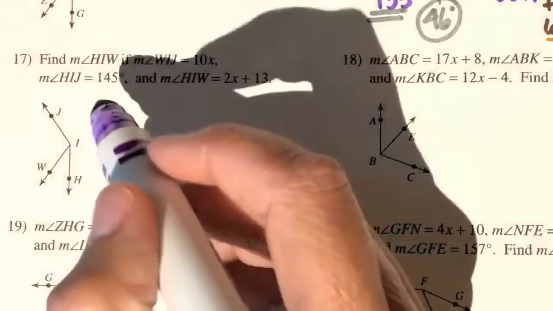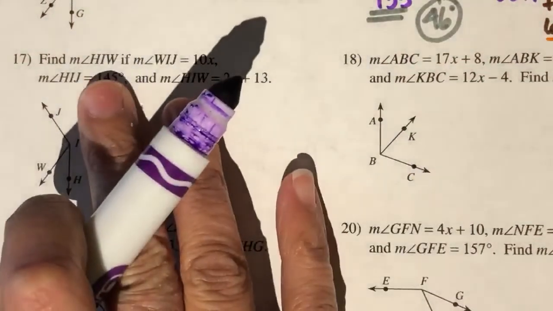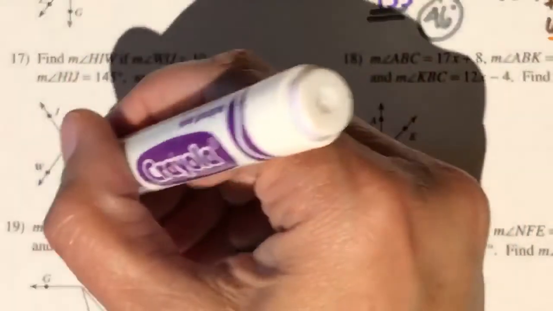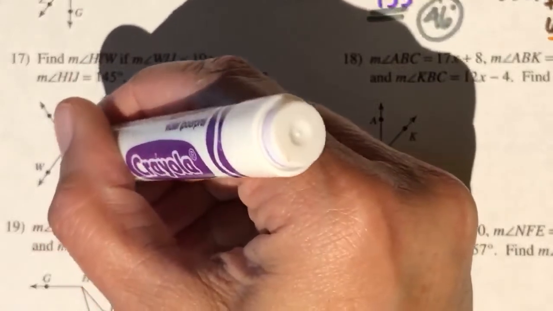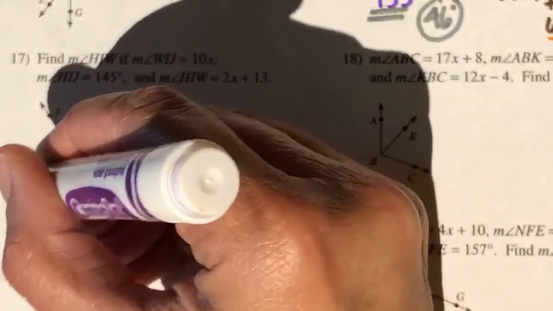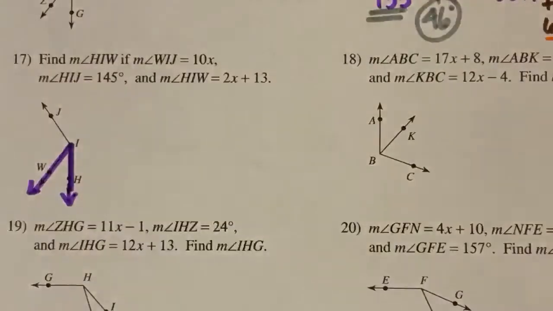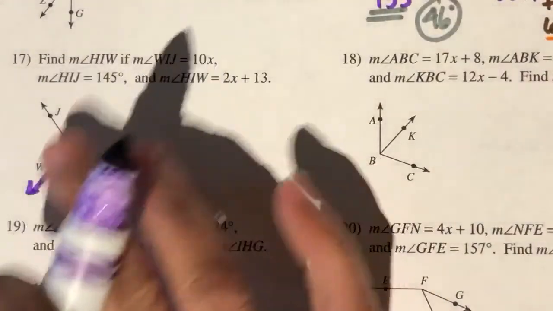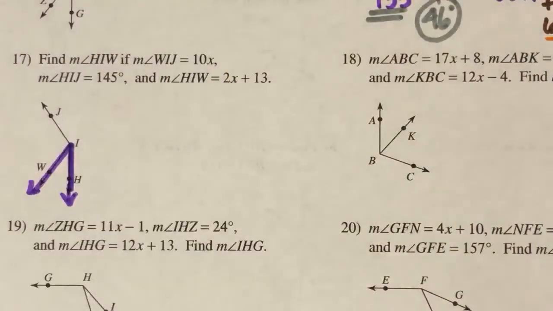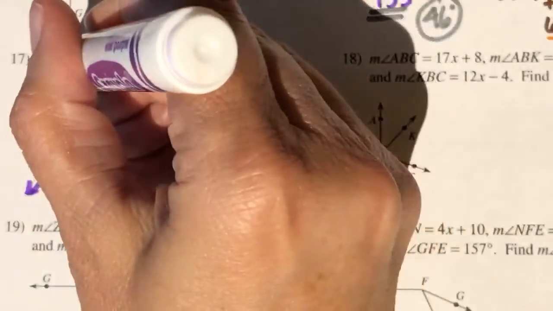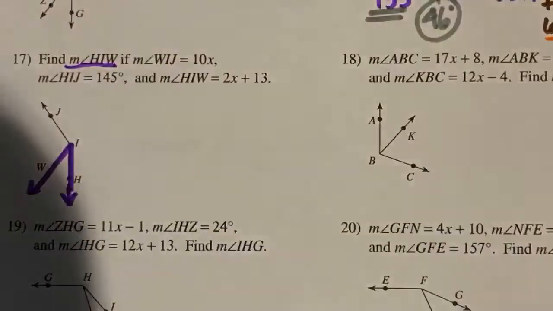So on this one, I've got the measure of HIW. HIW is this angle right here. Remember, the vertex is always the center letter, HIW. This is the one that we want to find, the purple one. So knowing that we're looking for HIW, that's the measure. By the way, that's how you write the measure, that little M.